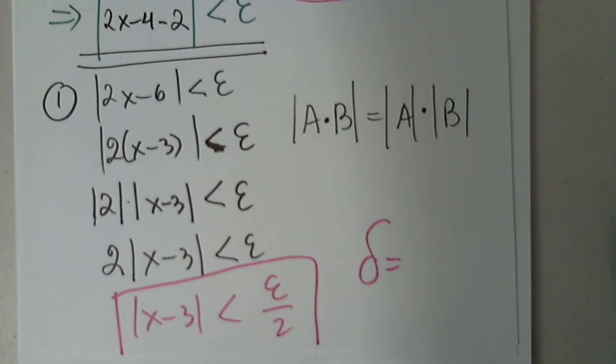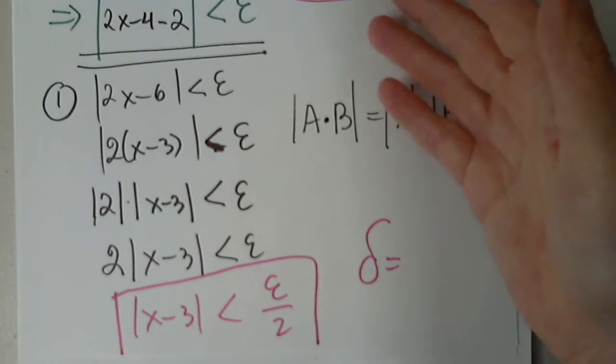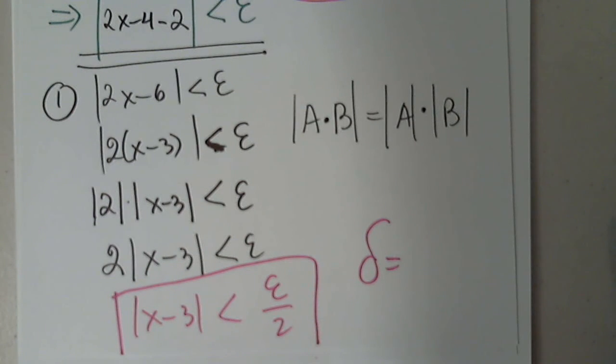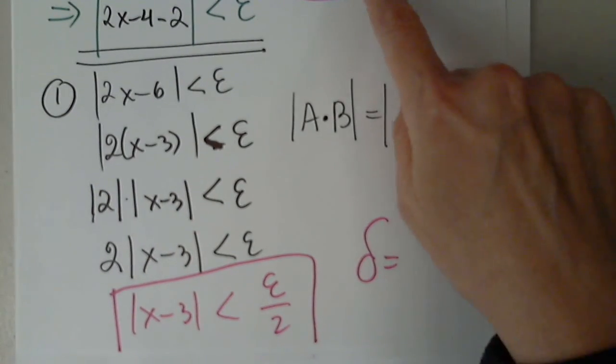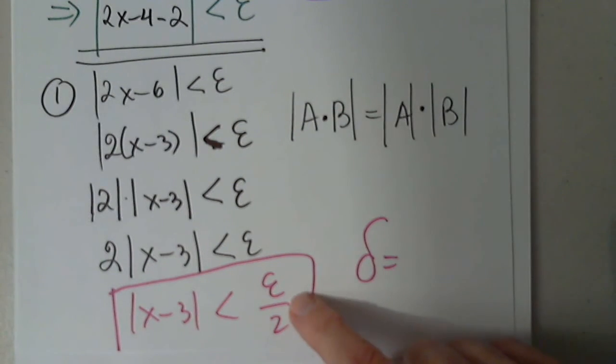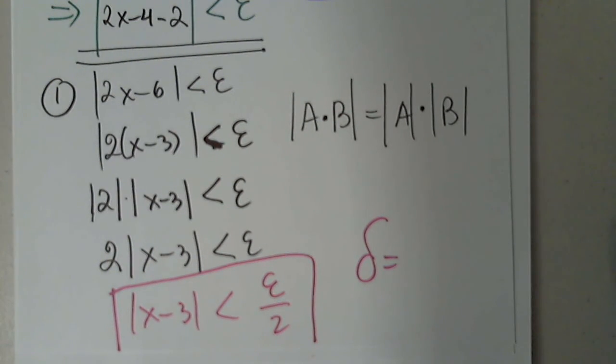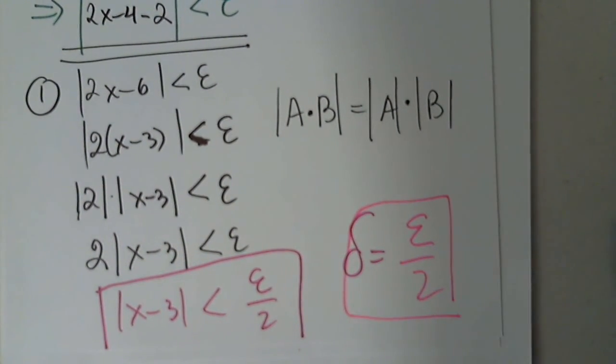So how much is delta then? What do you think? If by comparison, what can delta be? If I have the absolute value of x minus 3 on the left-hand side, if I have the less than, if I have delta and I have epsilon over 2, what can delta be? Epsilon over 2. That's it. Of course. There is nothing else. As long as I obtain what I wanted, there is nothing else.